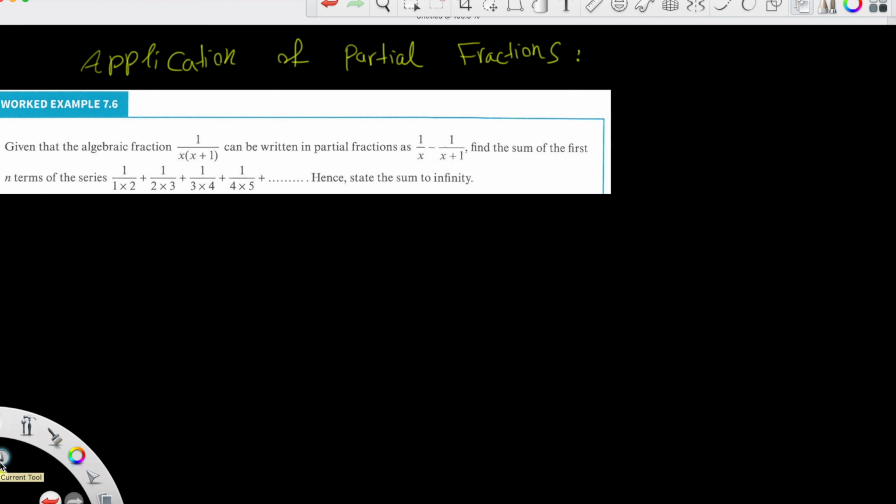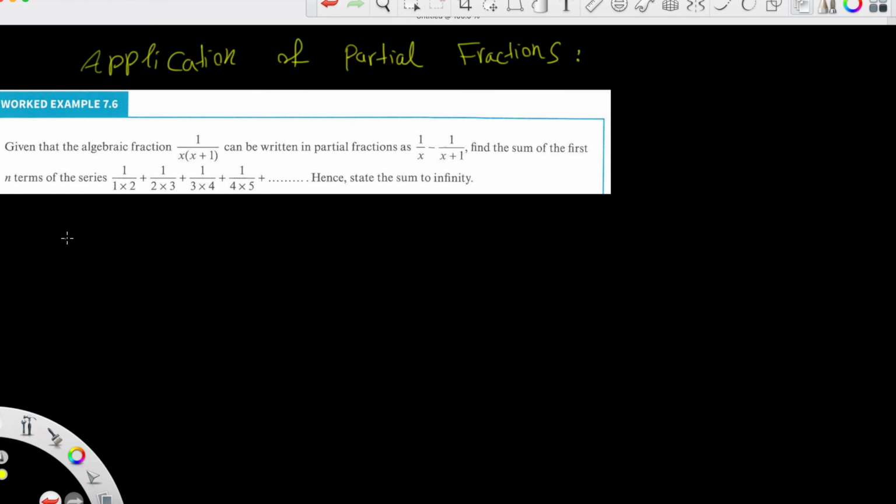Now, application of partial fractions. Sometimes these partial fractions can be used in order to evaluate the sum of some terms in a sequence. Look at this example. It is given that the algebraic fraction 1 over x(x + 1) can be written in partial fractions as 1/x − 1/(x + 1). The question has already split it, but you yourself can also solve it and write a over x plus b over (x + 1). A will be 1 and b will be −1, so it will be split into these partial fractions.